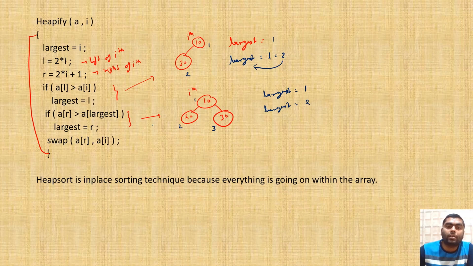Now right or largest को check किया, so right is A of R, means A of 3 is 30. So largest हमारा क्या हो जाएगा? Largest change हो जाएगा, modify हो जाएगा R. So now the largest is R, means 3. Okay, now A of R और A of I को interchange करना है. So what is A of R? A of R means A of right always, है ना? So this 30 and this 10 will be interchanged. So 30 will be here and 10 will be here. Okay, so that is the meaning of heapify algorithm.